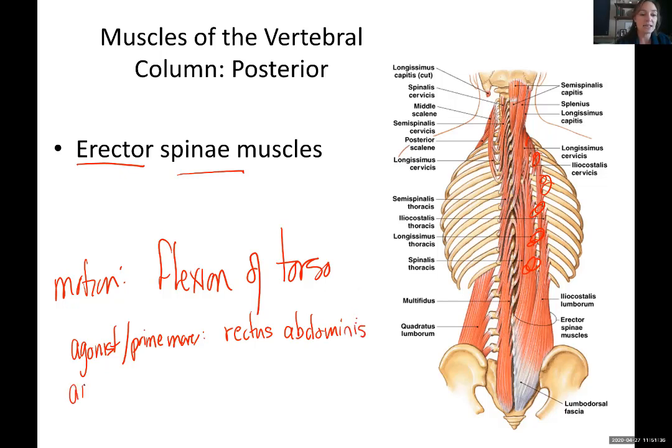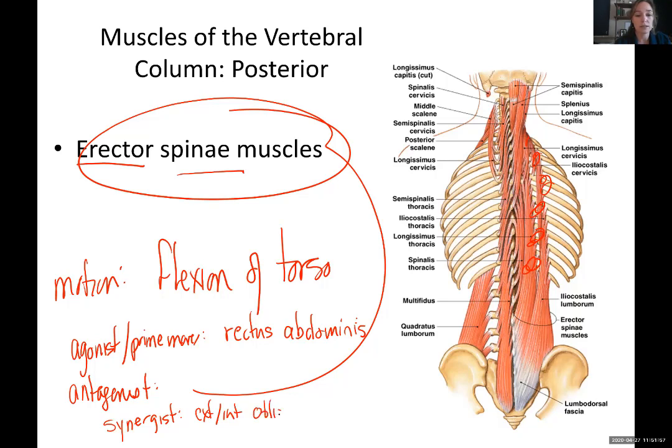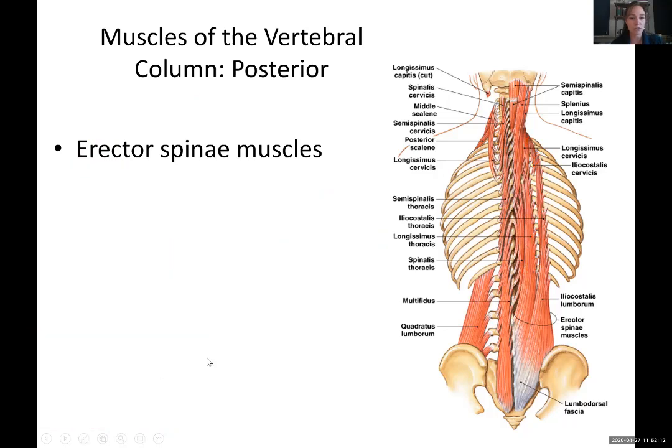And then the antagonist would actually be your erector spinae muscles because it does the opposite. If we were going to name a synergist, we could say something like our external and our internal obliques together. So they're helping flexion of the torso. When we do a motion, I try to have a muscle on either side. Just a little tip for people that are runners.